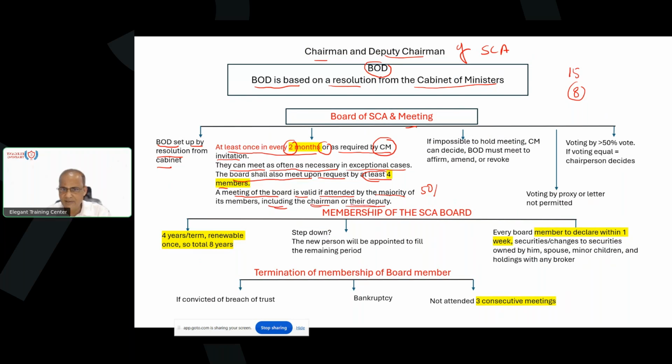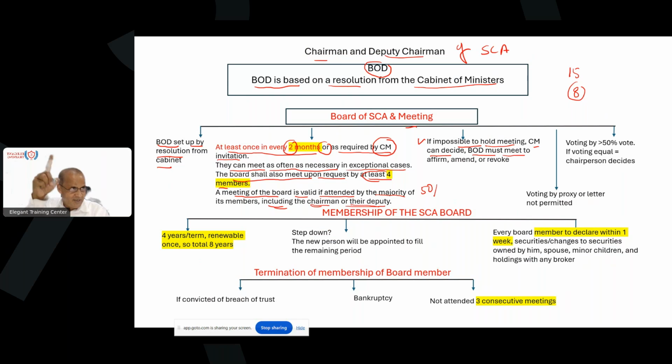Clear? Next. If it is impossible to hold a meeting, there is a disaster situation, there is an emergency, no one can come out, no one can come to SCA to attend the meeting. I remember, meetings are physically attended, not verbal, not online, no virtual meeting, right? So if it is impossible to hold a meeting, then the chairman can decide. So the chairman can take the decision, but the board of directors must meet later on. The board must meet.